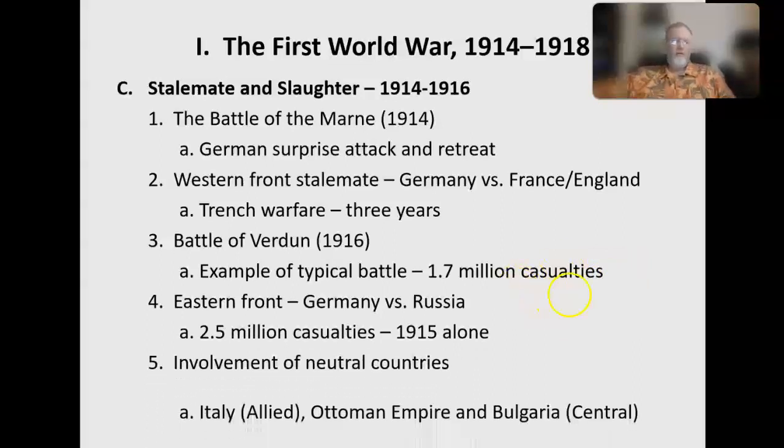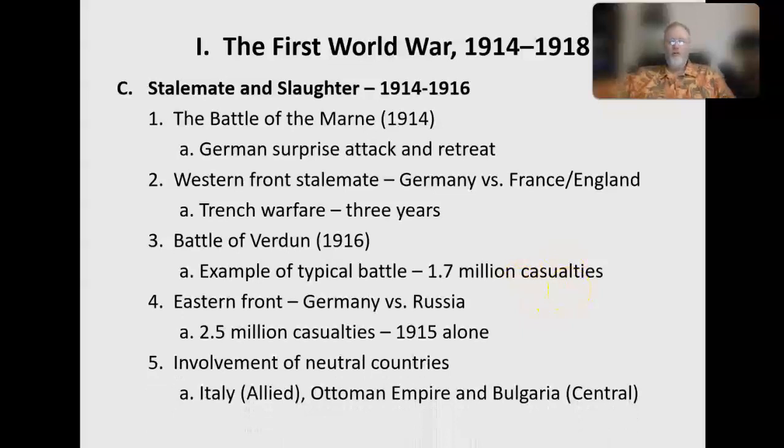Ultimately, this involves all the countries. It involves neutral countries. The Ottoman Empire is brought into it as well, eventually. The Ottoman Empire joins. Italy joins. Interestingly enough, Italy initially entered the war on the side of Germany and Austria-Hungary. And then about halfway through the war, around 16, something in their politics, they realized they'd chosen the wrong side. And they abandoned Germany and Austria and joined the Allied side.